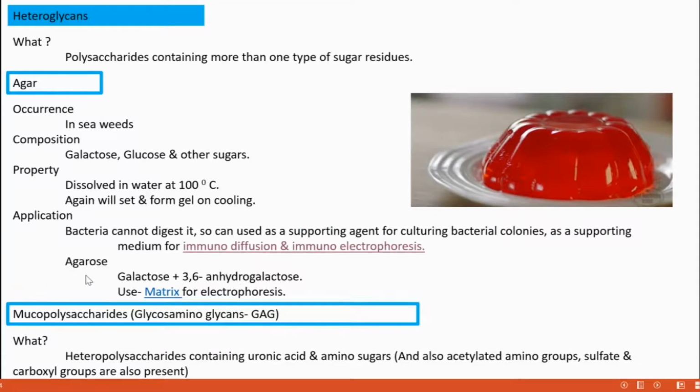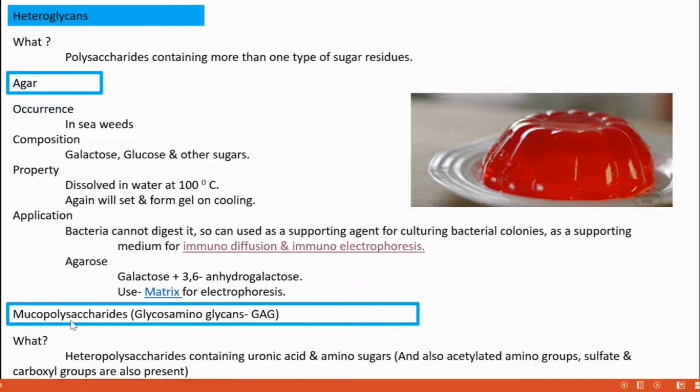Then agarose. Agarose is a mixture of galactose and 3,6-anhydrogalactose. It's a combination of these two. And what's its application? It is also used as a matrix, a supporting medium for electrophoresis.